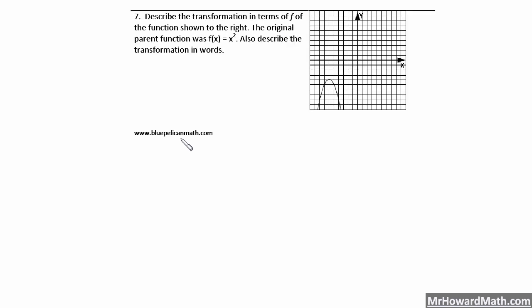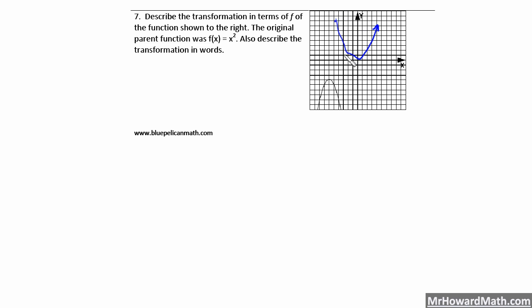Alright, number 7 here. It says, describe the transformation in terms of f of the function shown to the right. The original parent function was f of x equals x squared, so it's a parabola. Also describe the transformation in words. Okay, so when it asks us for this f notation, we're just going to apply our rules of transformations. So we can already tell it's been, the normal parabola would be right in here like this, right? That's a terrible drawing, but that's what it normally looks like.